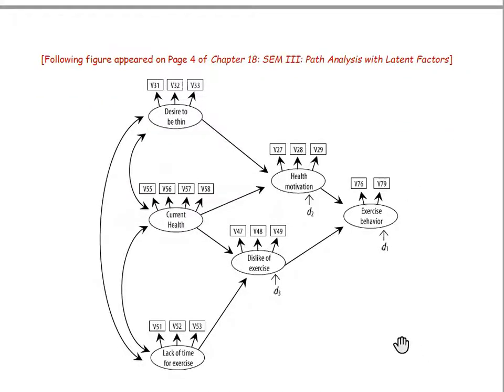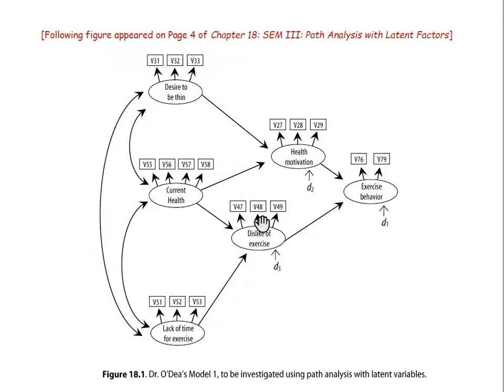On the next page of the handout I'm sending to everybody in my class, we have this. The following figure appears on page 4 of Chapter 18, SEM III, Path Analysis with Latent Factors. This is essentially the same causal model that was illustrated in Chapter 16, except now the variables that make up the causal model are ovals instead of squares. The fact that they're ovals means that we're no longer considering these variables to be manifest variables. Instead, they are latent factors. They are underlying factors measured using the kind of technology that we use to perform path analysis.